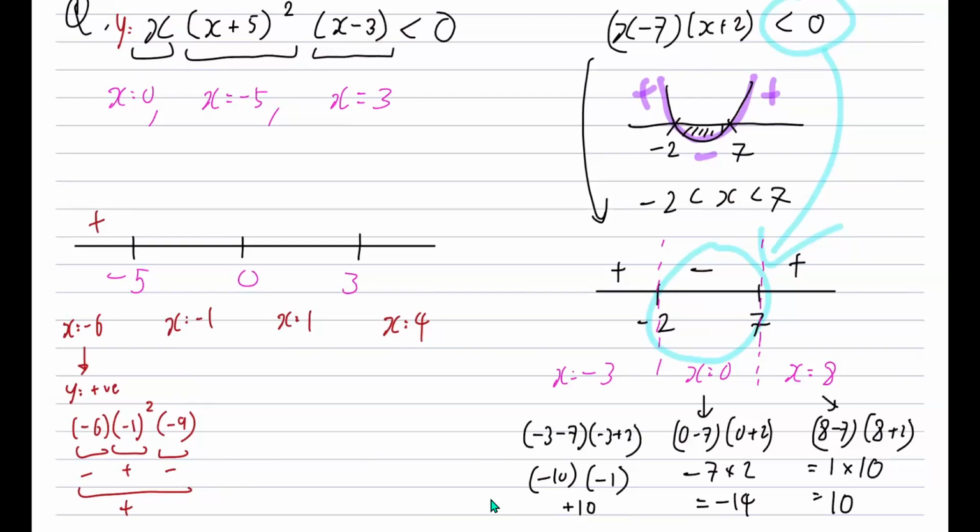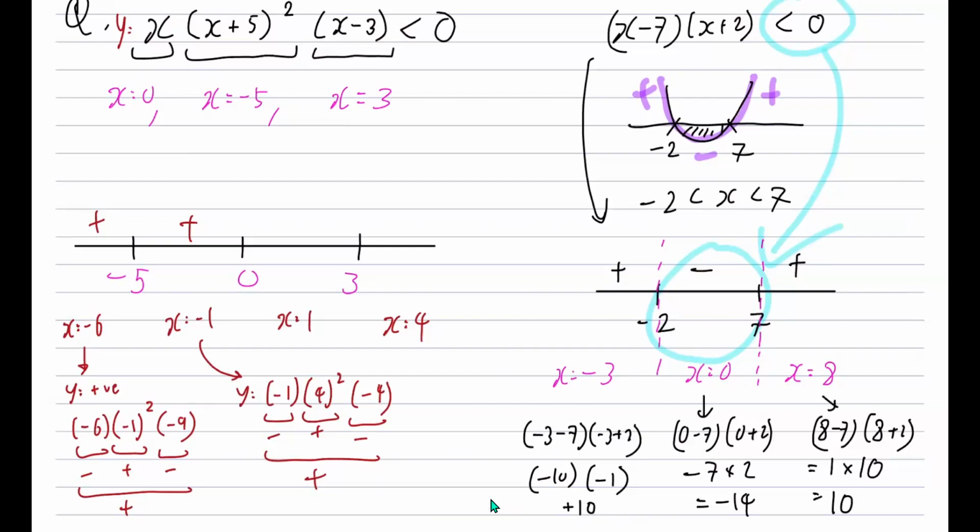Next one, x equals -1. So y equals -1 times -1 plus 5, which is 4 squared, times -1 minus 3, which is -4. This part is negative, this part is positive, this part is negative. Altogether, negative times positive times negative gives you positive. Correct.